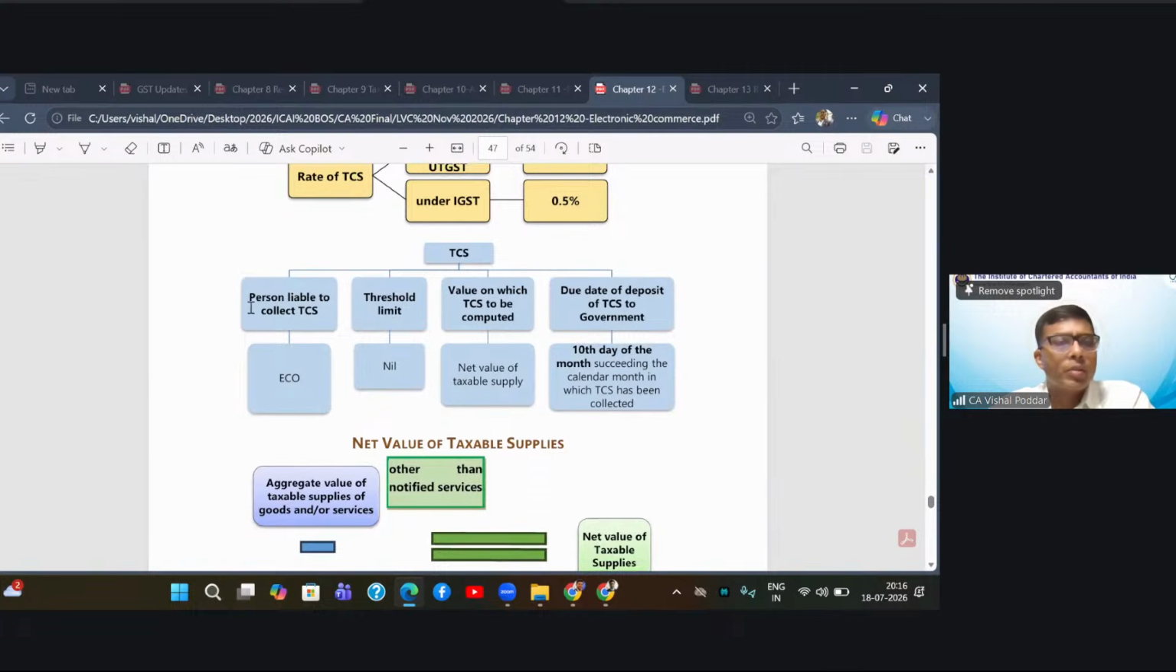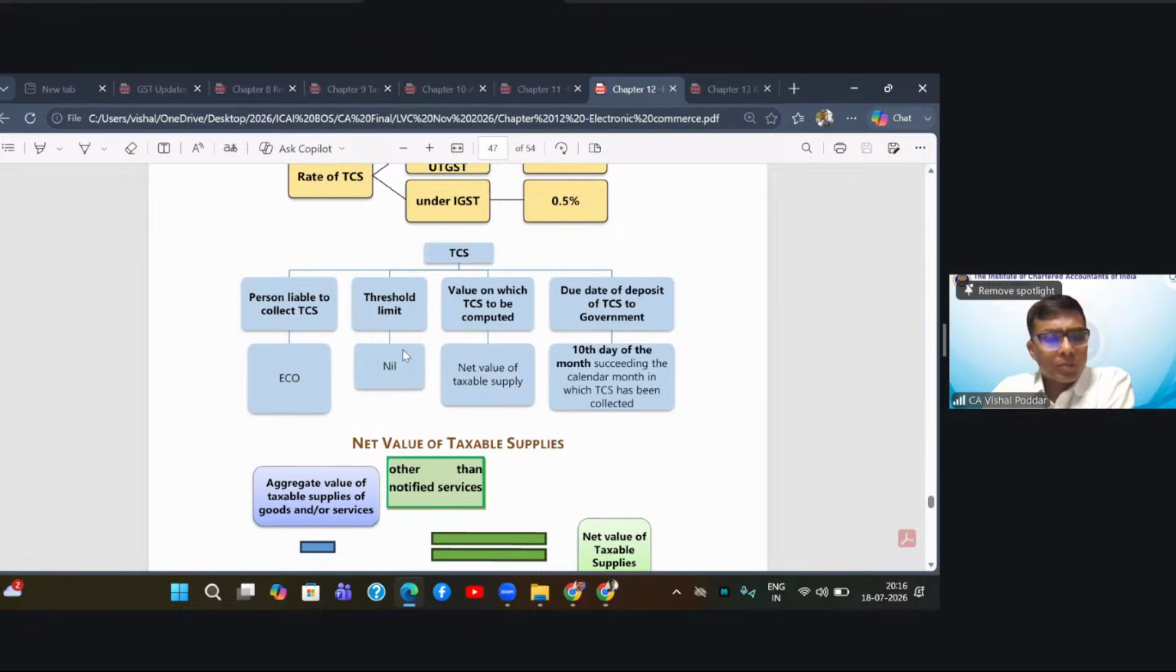Now, who is the person who will be collecting TCS? Under GST law, there is only one case of TDS and one case of TCS. TDS, as we saw earlier, applies only where the government is the recipient of service. In case of TCS, it applies only where goods or services are supplied through an e-commerce operator, and the e-commerce operator is the person required to collect the tax. So under GST law, unlike the income tax law, there are no multiple cases of TDS and TCS. There is only one case.